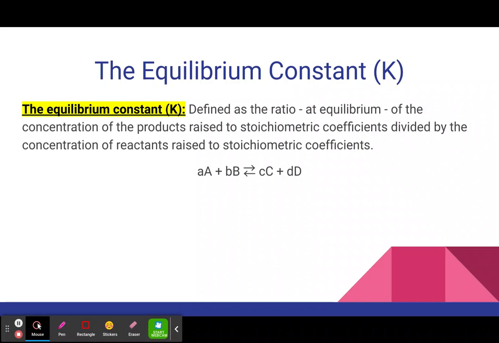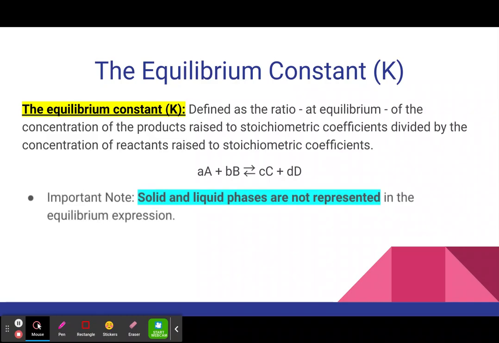Okay, we're going to learn how to write the equilibrium constant expression for this particular equilibrium. One thing I have to emphasize is that solid and liquid phases are not represented in an equilibrium expression. We're going to assume, for this particular reaction, that these are either gases or aqueous phases that are present for our reactants and products here.